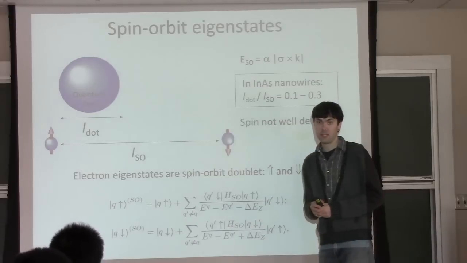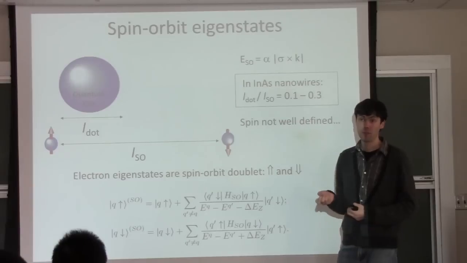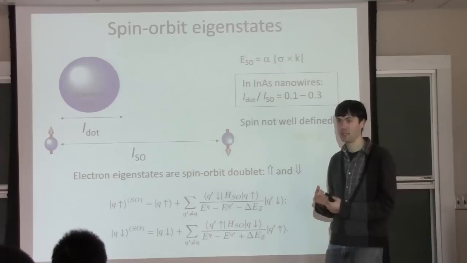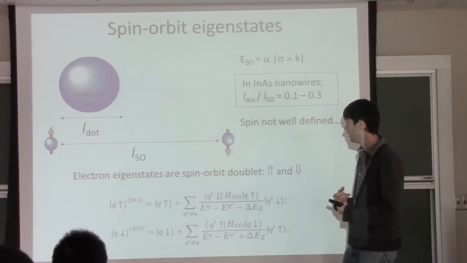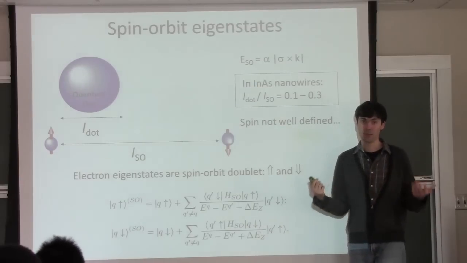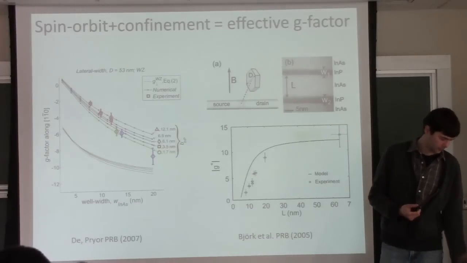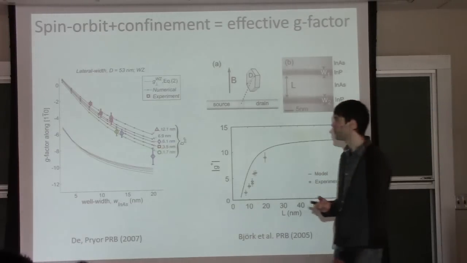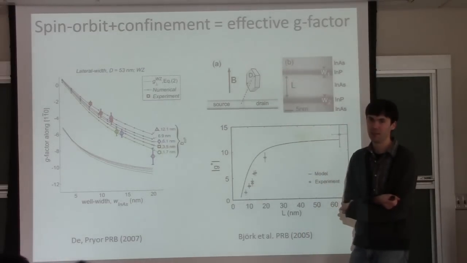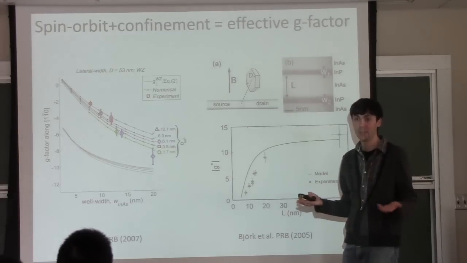But because this interaction does not break time reversal symmetry, there will always be a doublet of these eigenstates. Just like you have a spin up and spin down doublet, the spin-orbit eigenstates will also be a doublet. And that doublet is called the Kramers doublet. So it's not spin, but Kramers degree of freedom. Now you can imagine that the spin-orbit interaction then influences various properties in quantum dots. And I already told you that the size matters as well.